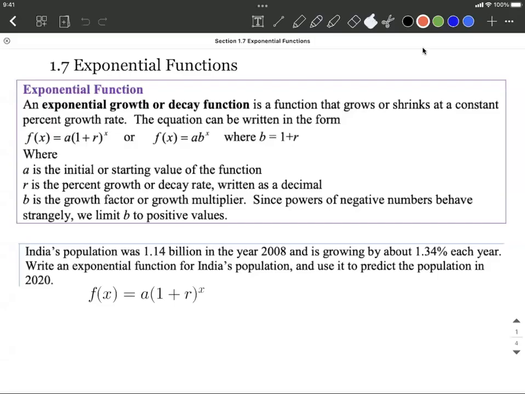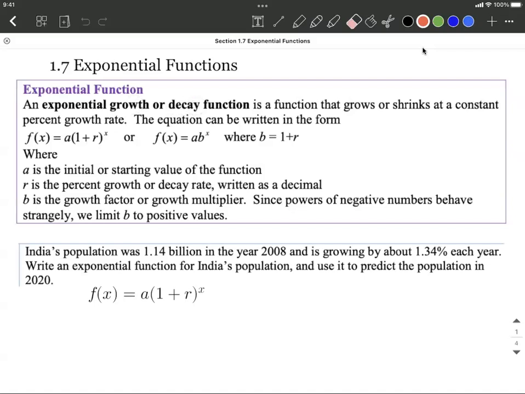Okay, exponential functions. When we're talking about exponential functions, we're going to utilize these for a lot of word problems because they're naturally occurring things in nature and in banking and populations, all that kind of stuff that follows these exponential models. So we have exponential growth and exponential decay.